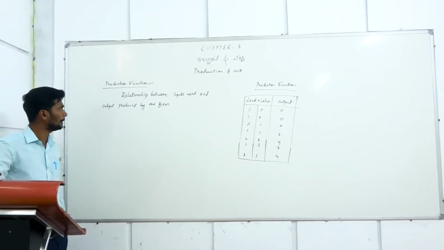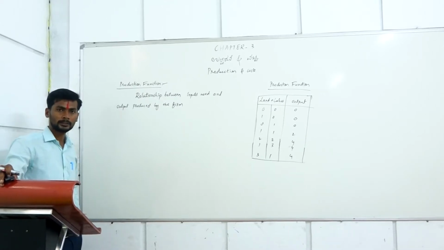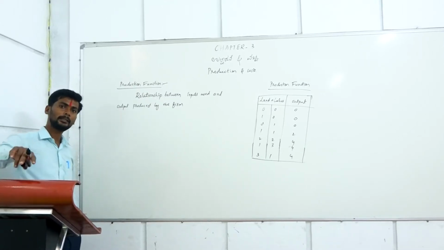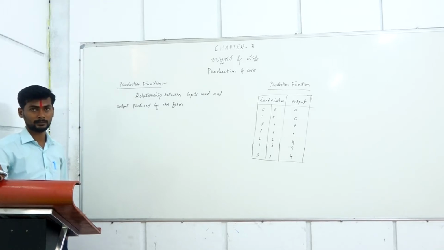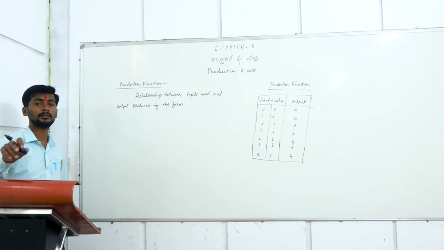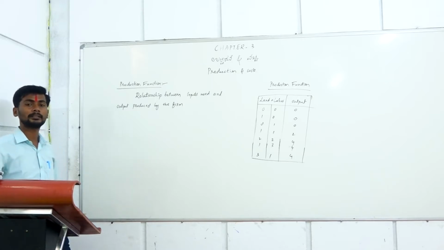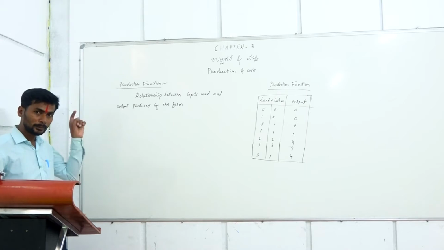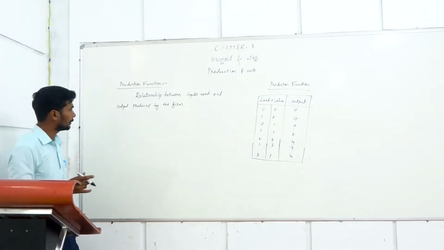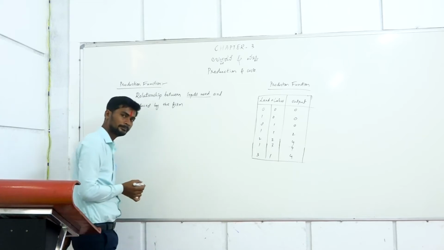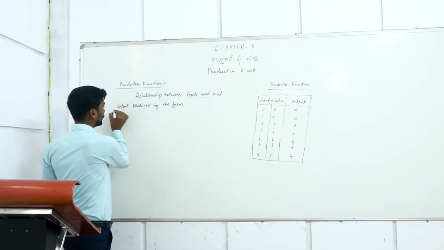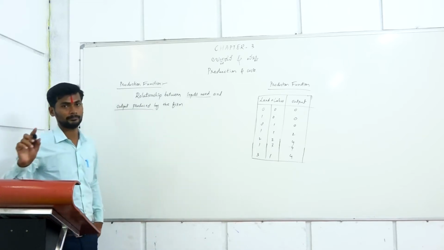So here I told you that production is dependent upon inputs used in that process. Production is dependent upon inputs, the level of inputs, the amount of inputs that a firm is using in that production process. Okay, here what is production function? Relationship between inputs used and output produced by the firm.